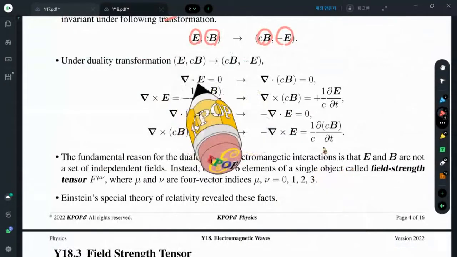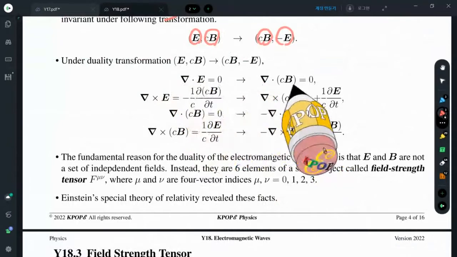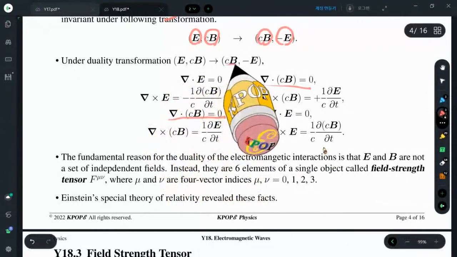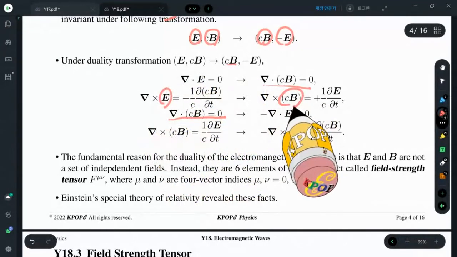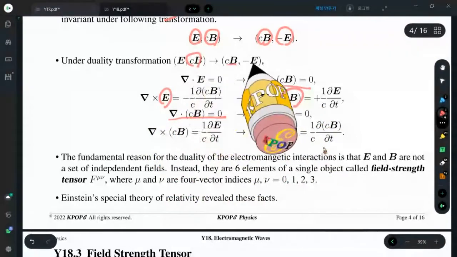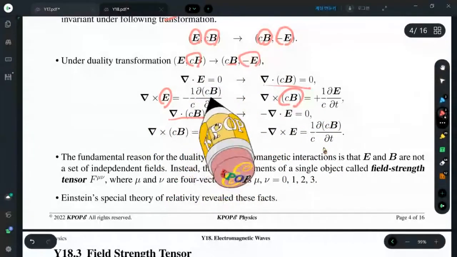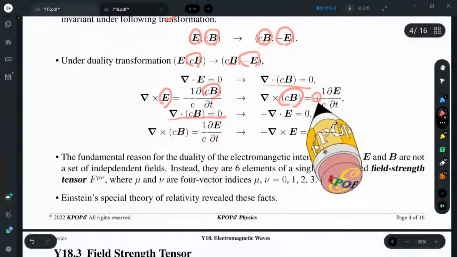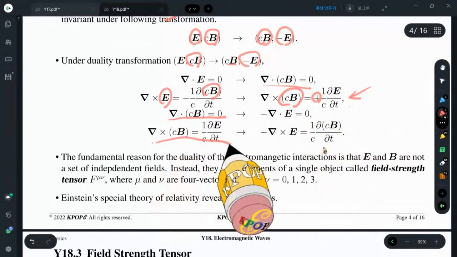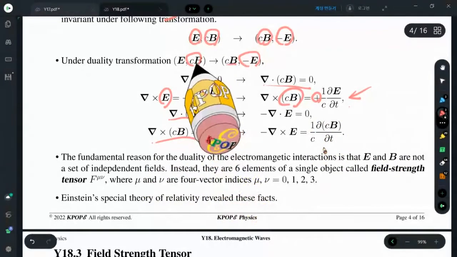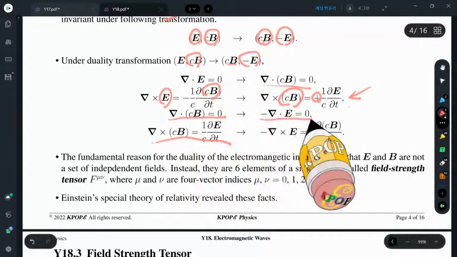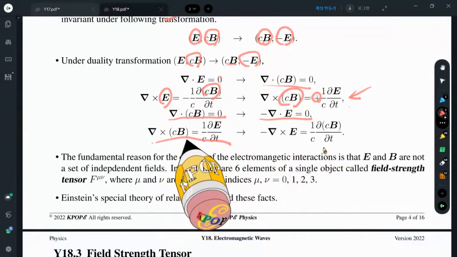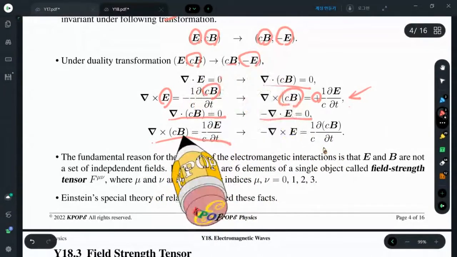So why don't we replace the electric field with cB? This one used to be there. Electric field becomes cB, and cB is to be replaced with minus E. Then it becomes a plus. This was here, the same. So for the magnetic field, cB to minus E, what do we get? Oh, this equation.